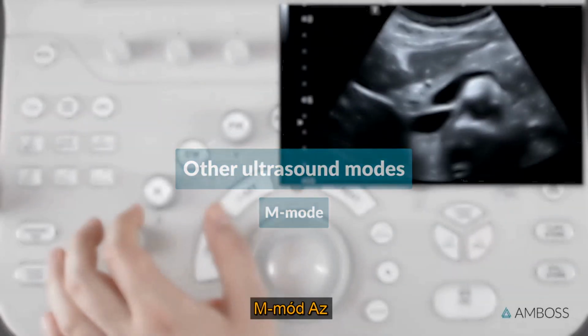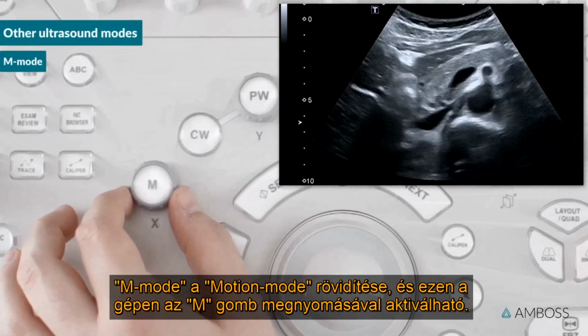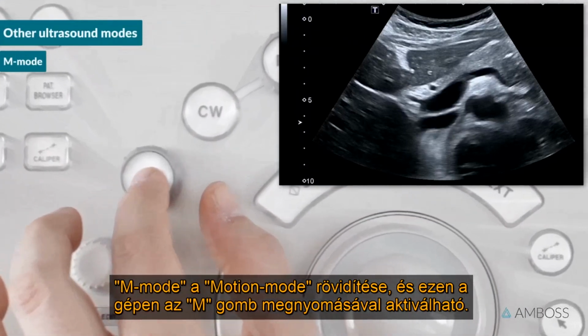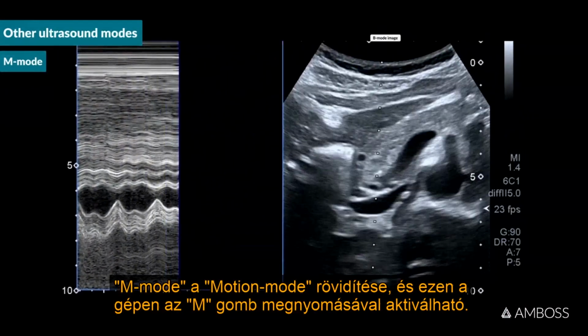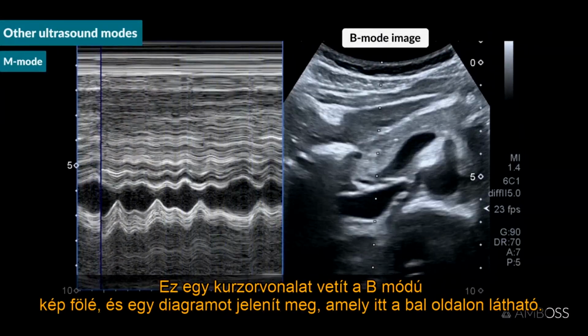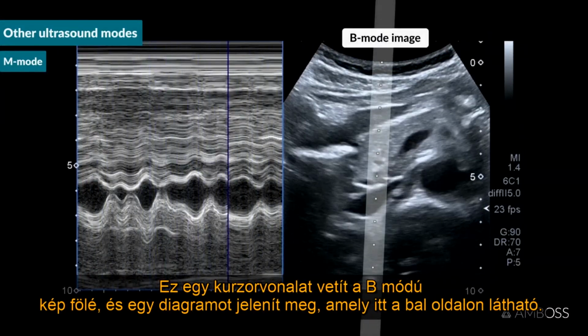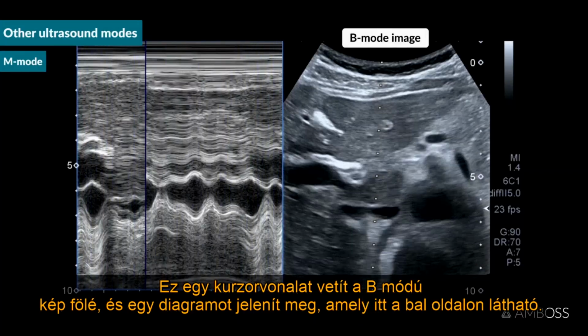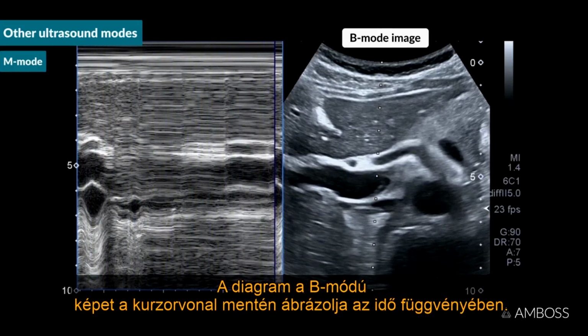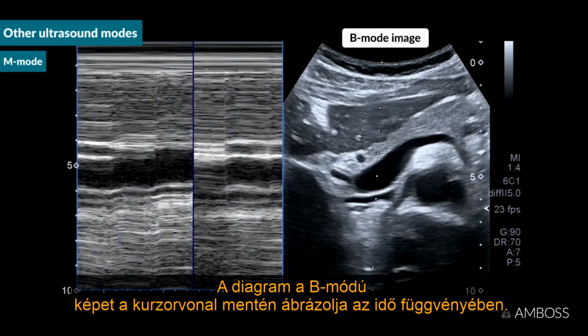M mode. M mode stands for motion mode and is activated on this machine by pressing the M button. This projects a cursor line over the B mode image and brings up a diagram seen here on the left side. The diagram plots the B mode image along the cursor line over time.